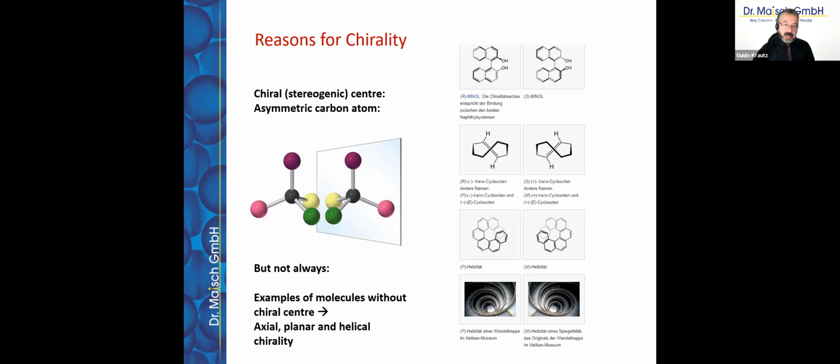But an asymmetric carbon atom is not the only reason. There are other reasons why a molecule could be chiral, because there is also axial, planar, or helical chirality. And here on the right, you see some examples of molecules which do not have an asymmetric center, but they are still chiral because they are not identical with their mirror image.